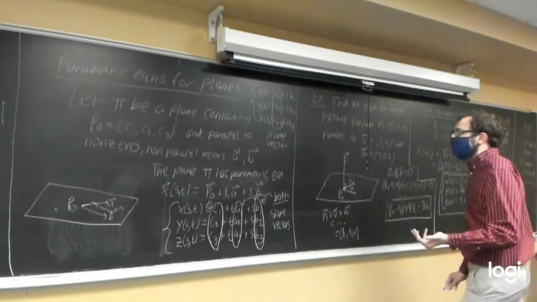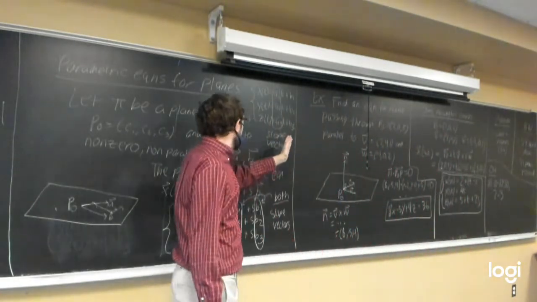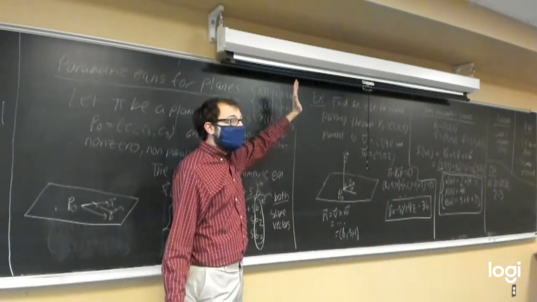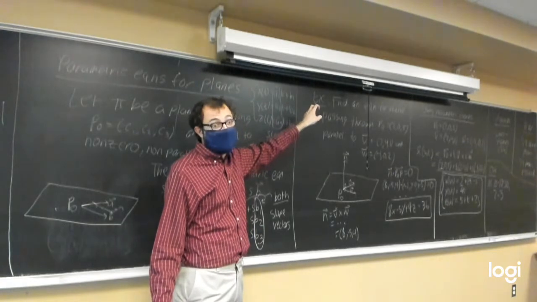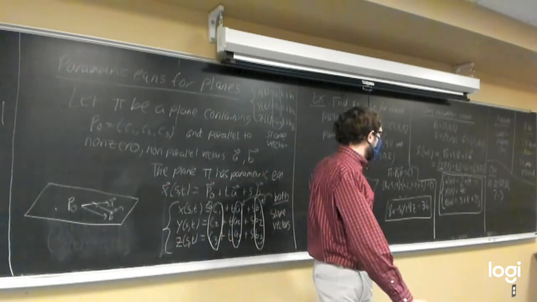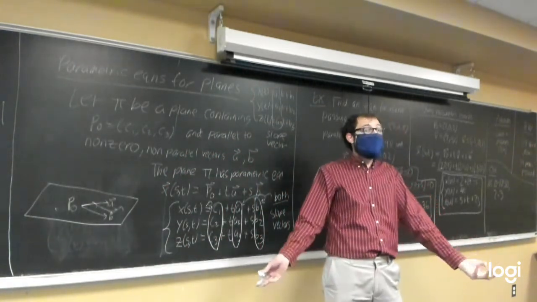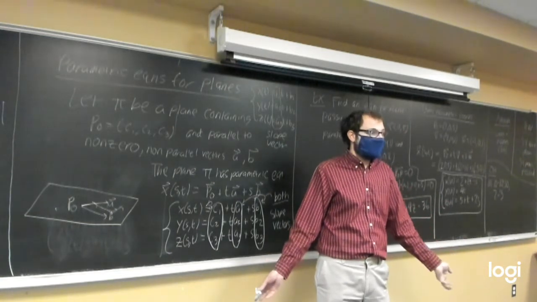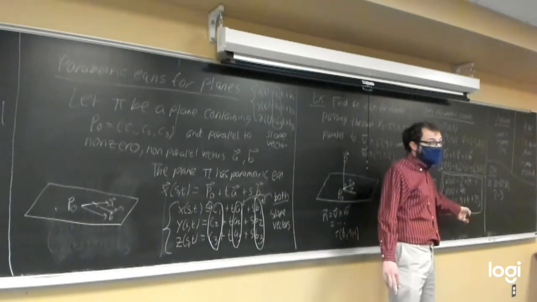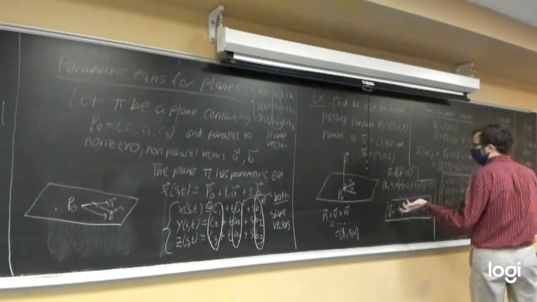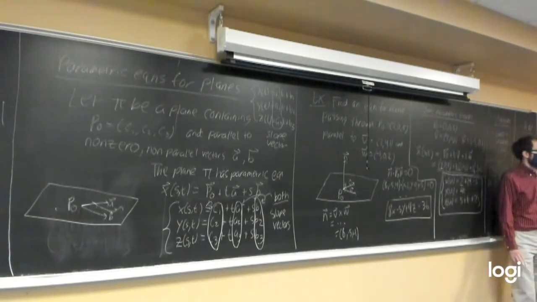Just like with our parametric equation for a line, you could plug in anything you wanted for t, and you would always get something on that line. Here, you could plug in anything for t and anything for s, as long as you're consistent and use the same s and t for all three equations, and you'll always get a point on this two-dimensional plane.